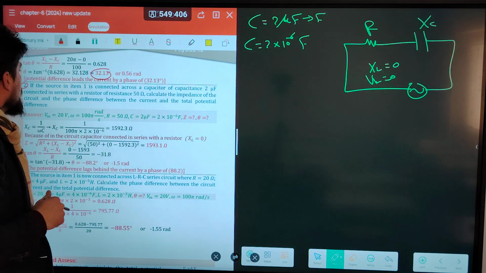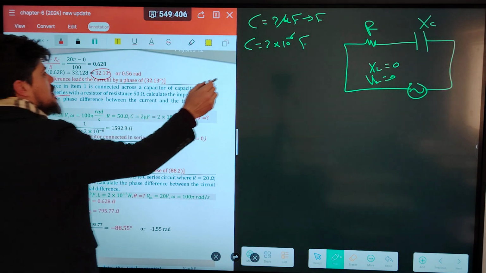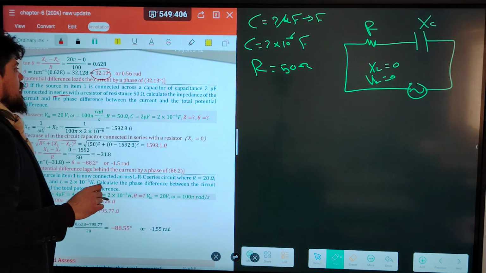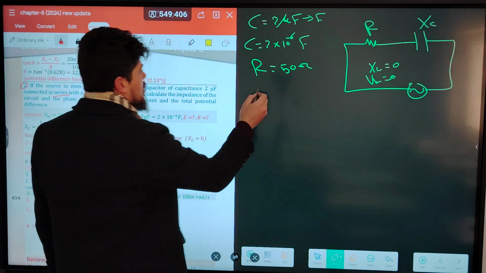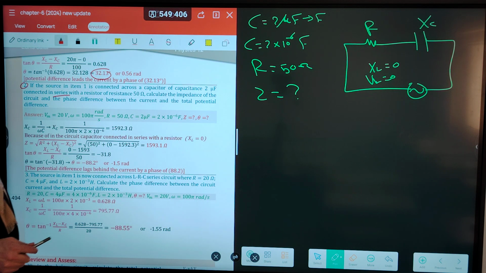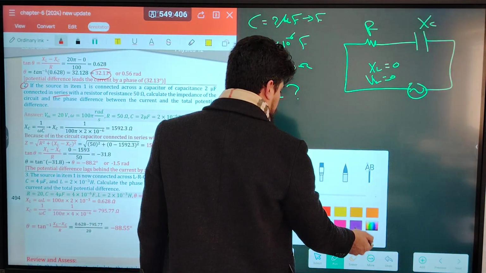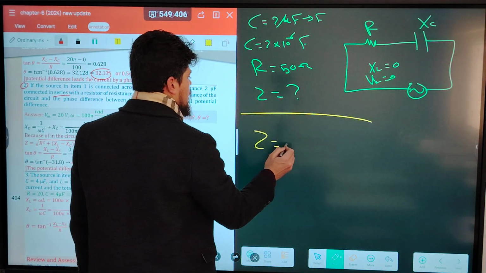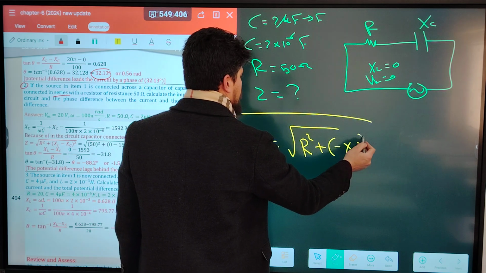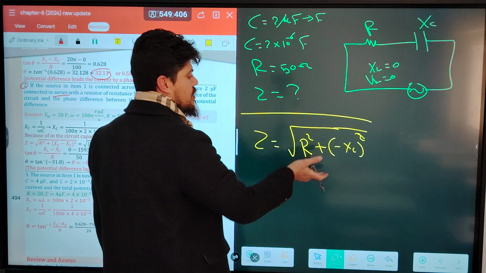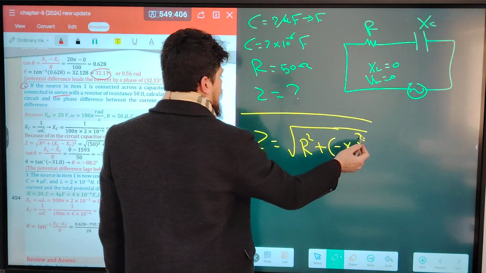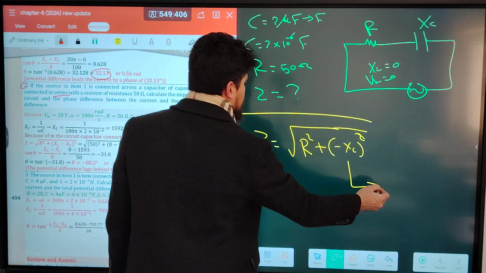Connected in a series connection with a resistor of resistance 50 ohm. Calculate the impedance of the circuit. What is unknown? The impedance of the circuit, which is Z. And the phase difference between current and the total potential difference. How can I determine Z? Z is equal to the square root of R square plus negative XC square. Why? Because we don't have XL. Remove XL: XL minus XC, which is 0 minus XC. Negative squared is positive.